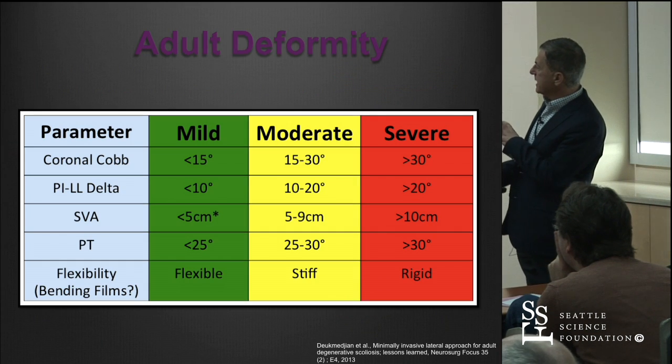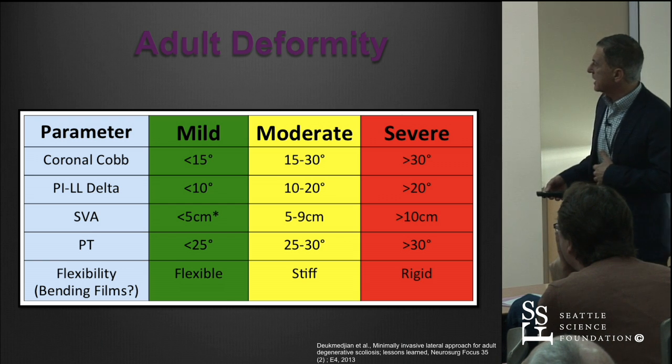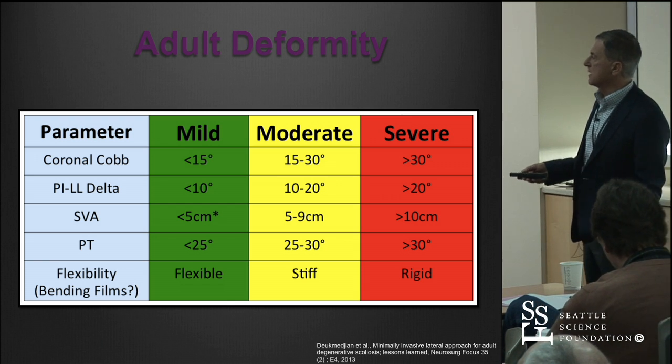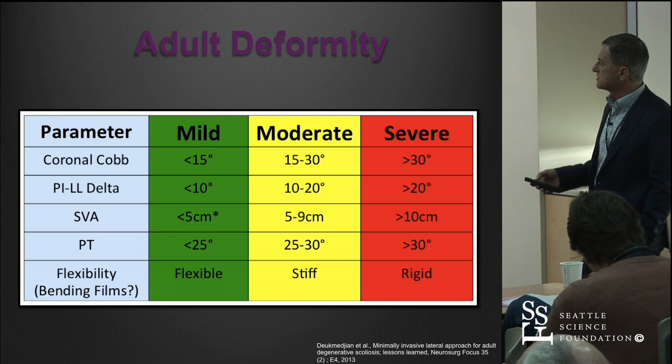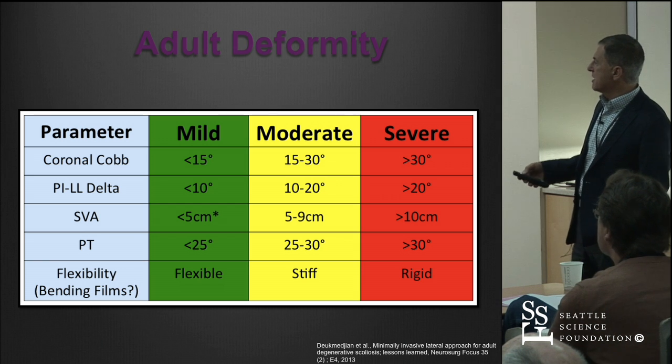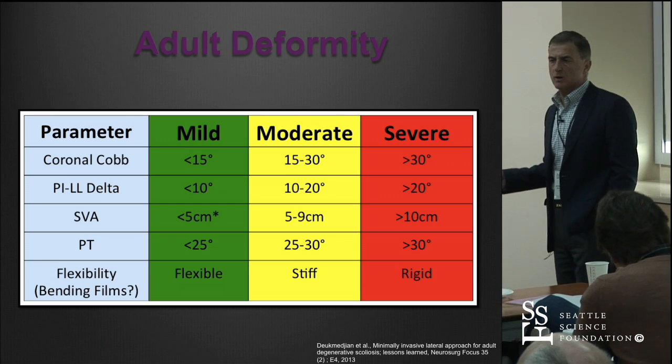And this is, again, one's classification, where severe deformity would be more than 30 degrees pelvic tilt, more than 10 centimeters SVA, PI minus LL more than 20 degrees, coronal Cobb more than 30 degrees, and you have rigid deformity in the severe one.